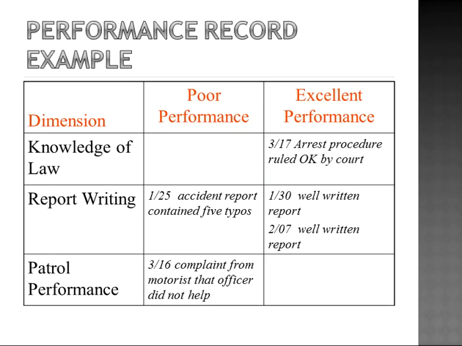So here is the performance record example. We have these dimensions already set up. Knowledge of law, we're back to the police example. Knowledge of law, report writing, patrol performance. Then we have the categories of poor and excellent performance. And here we have dates and examples.